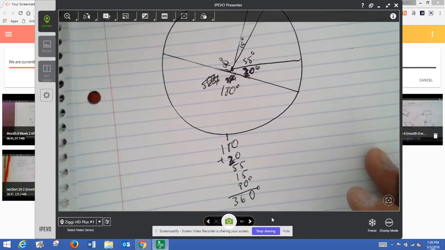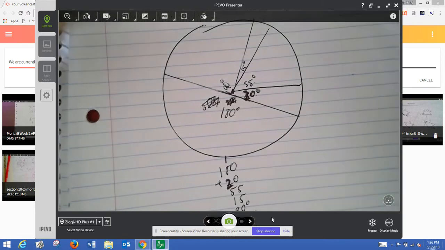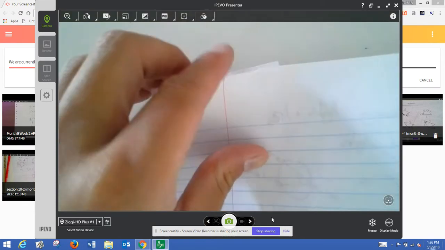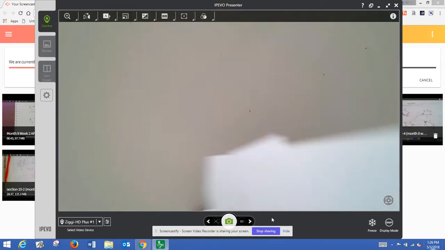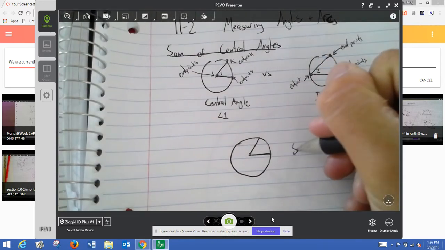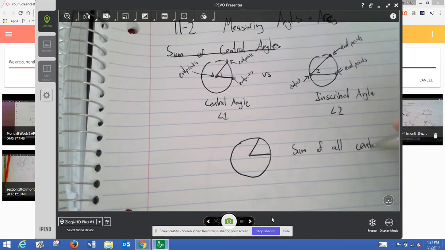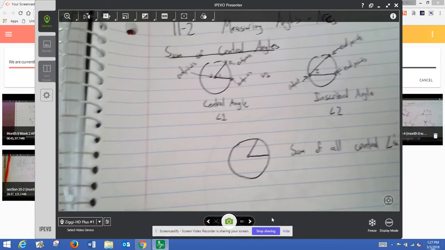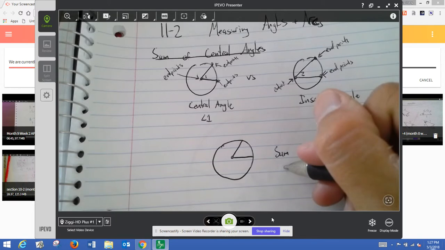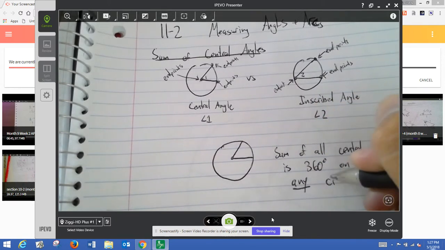So what I'm trying to say is this: the sum of the central angles. I kind of manipulated it. If I do this a little bit more perfectly, it should go to the theorem. Going back to your notes: the sum of all central angles is 360 degrees on any circle.